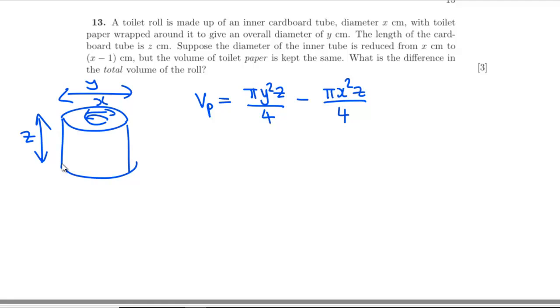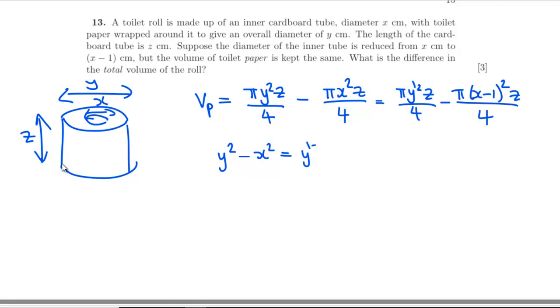So we're going to need to get what the new y value is. They've given us the new x value being x minus 1. So that is going to be equal to pi times y prime squared, that's our new y, times z over 4, minus pi times x minus 1 squared times z over 4. So we can cancel a lot of 4s, a lot of pi's, and a lot of z's. That's going to leave us with y squared minus x squared is equal to y prime squared minus x minus 1 squared.